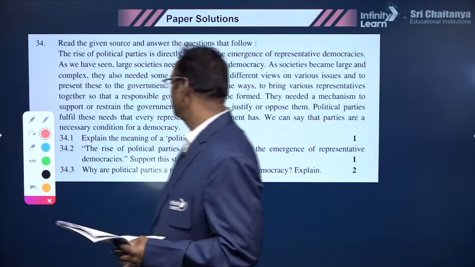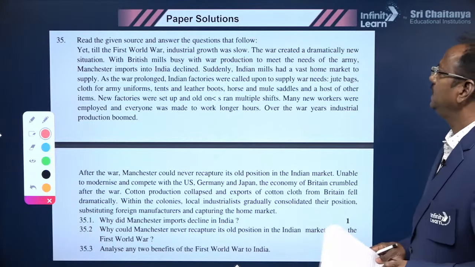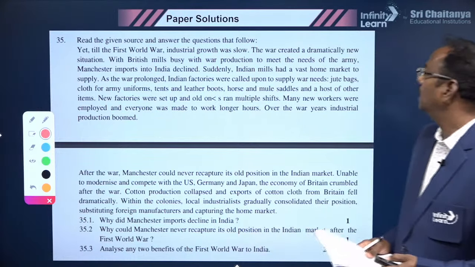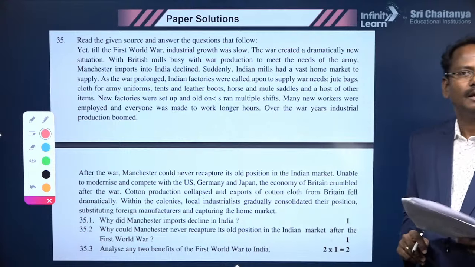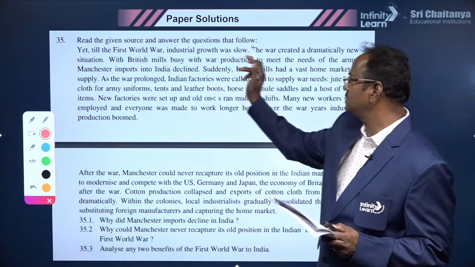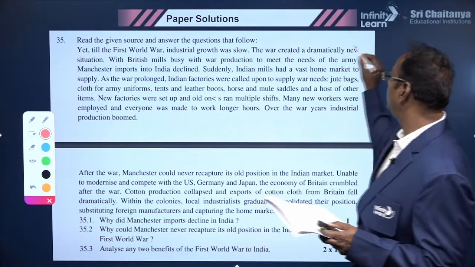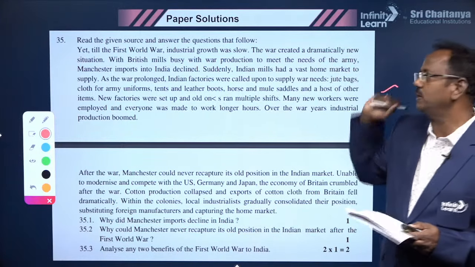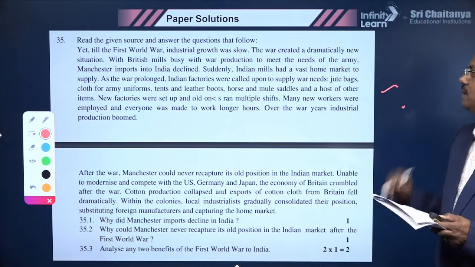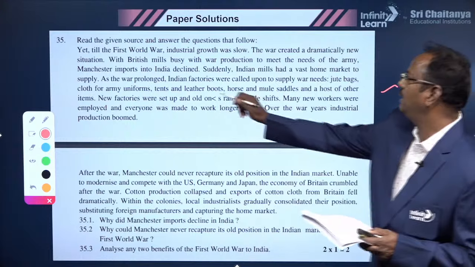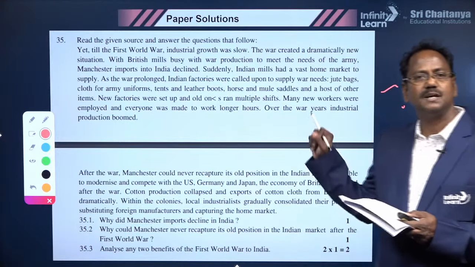Now we move on to the next question. Question number 35. This is all about the First World War and industrial growth. The industrial growth during the First World War was slow, says the paragraph. The war created a dramatically new situation, with the British mills busy with war production to meet the needs of the army, and Manchester imports into India declined. So which lesson is this?